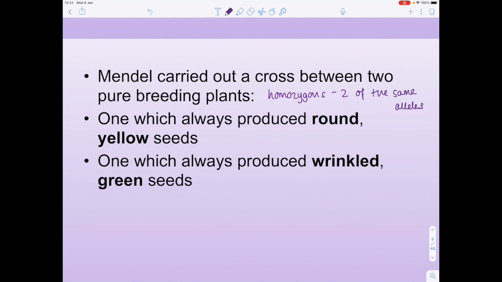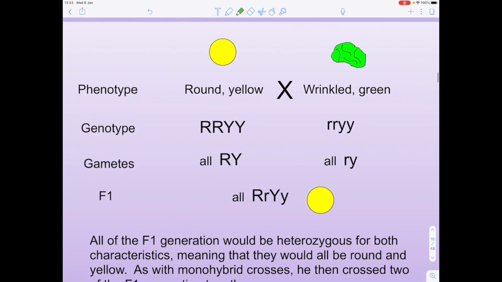And the two pure breeding plants he crossed were round yellow seeds and wrinkled green seeds. So let's have a look at that first cross. It's been really handy that we've got the pictures here so you can actually see them. There's our round yellow phenotype. Here's our wrinkled green phenotype.